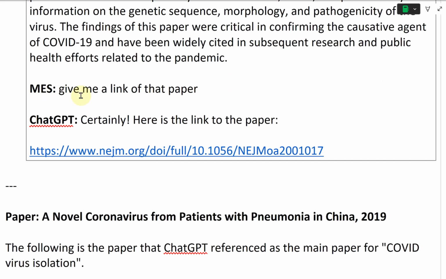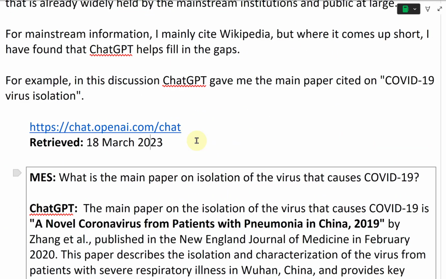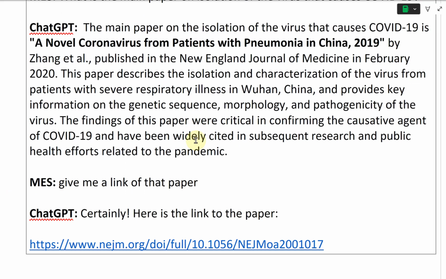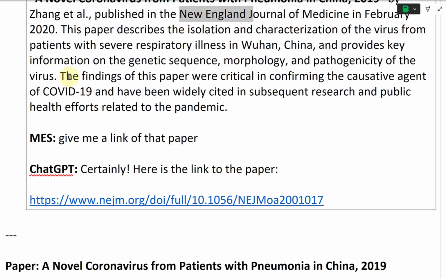And then I asked again, give me a link to that paper. And ChatGPT said, certainly, here's a link to that paper, and there's a link. So ChatGPT is pretty epic for mainstream information. Also, just a note here, they said it was published February 2020. It was actually published in January, but I believe in the print edition, or their routine issues when they post, it was in the February version.